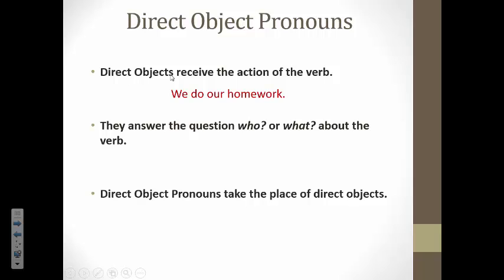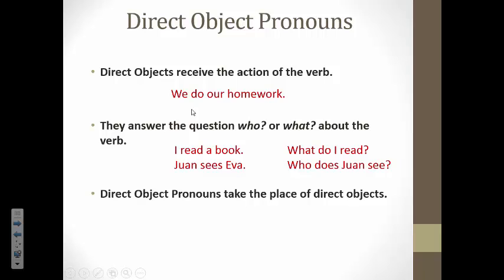As you know, direct objects receive the action of the verb. Look at this model sentence. We do our homework. What is it that we do? Homework. Okay, so homework is your direct object. You can easily find direct objects in a sentence because they'll answer the question who or what about the verb.